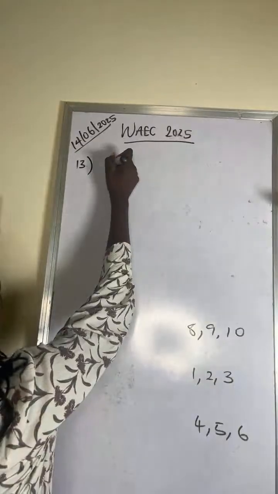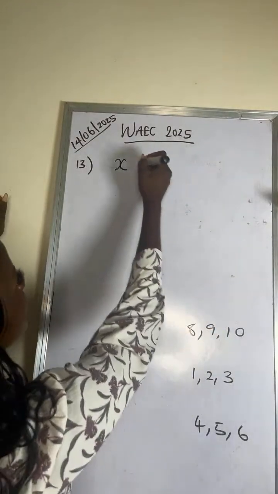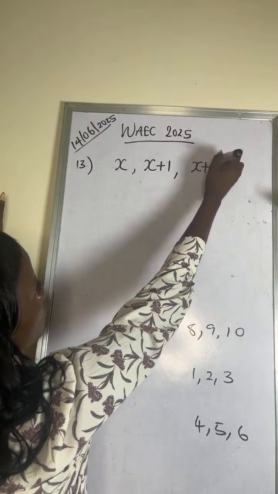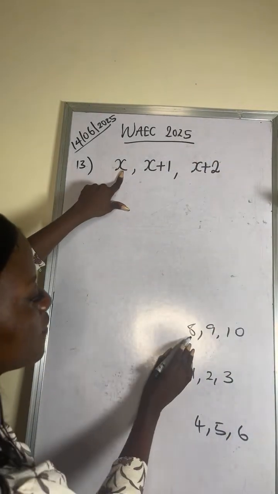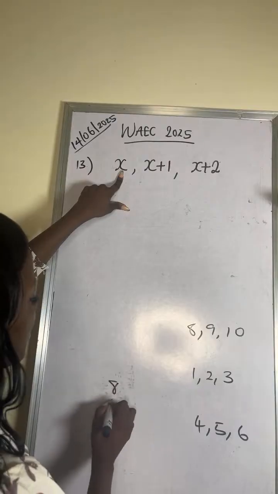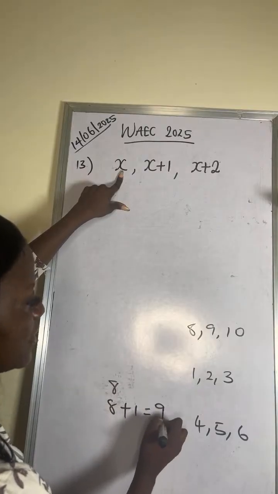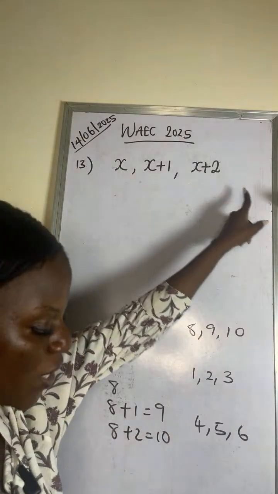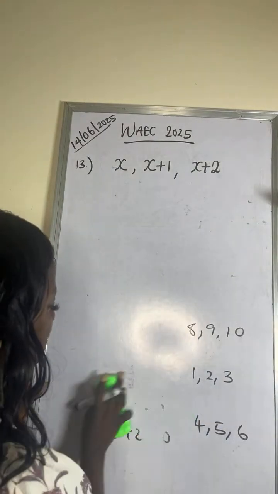So what is common is if the first number is x, the next number will be x plus 1, and then the next number will be x plus 2. Do you see that? The first number is 8. 8 plus 1 is what? 9. 8 plus 2 is what? 10. So this is the rule when it comes to consecutive numbers.